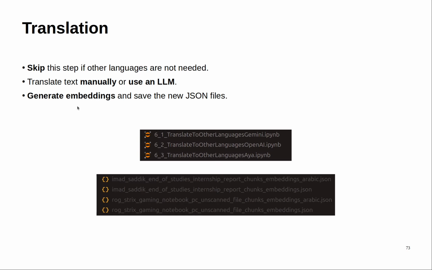Once the text is translated, you generate the embeddings for the new language and save the JSON files, like I'm showing you here. And these files are available on Hugging Face. You will find the link in the video description, or if you check the GitHub repository, you'll find a link that will take you to the Hugging Face repository where you can download these datasets.